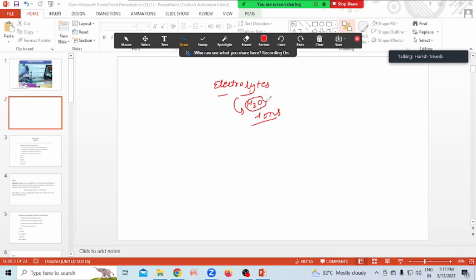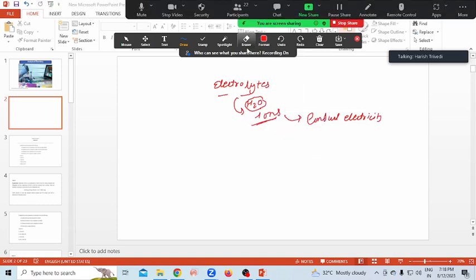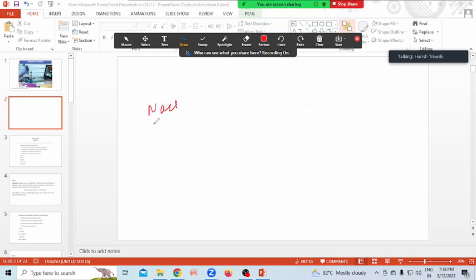Water is a universal solvent. So when any electrolyte is dissolved in water, it will provide ions, and these ions are able to conduct electricity. That's why it is known as an electrolyte. The simplest example of an electrolyte is NaCl. Why take NaCl? Because we all know about NaCl.